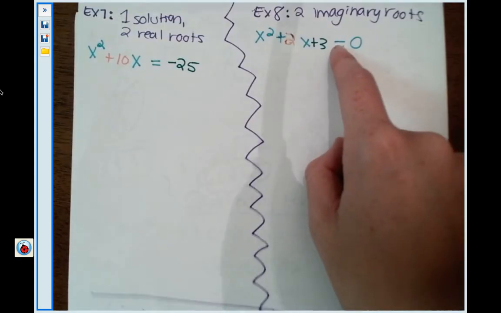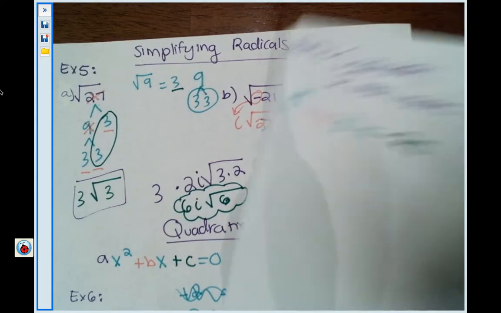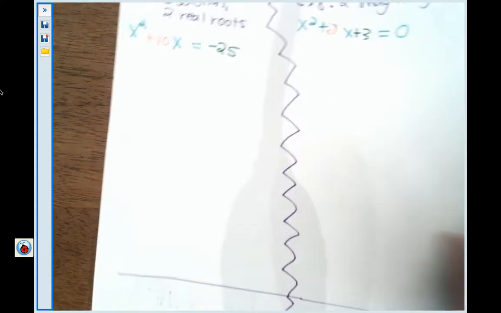And in this one, we're going to get two imaginary roots. So possibly this i thing that we talked about earlier is going to pop up, but we'll talk about that when we get there. Alright, so let's get going.